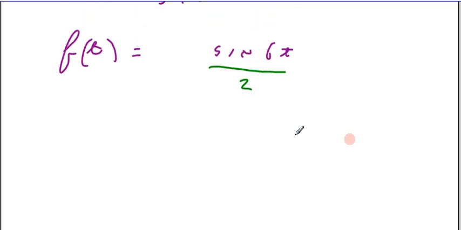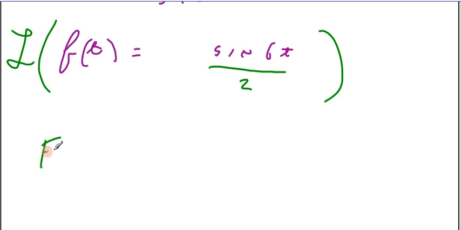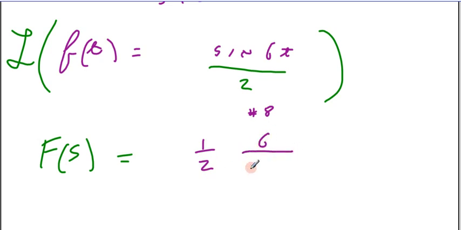And then we're going to take a Laplace transform, and we're going to get F of s is equal to, why am I in green? We're using number 8 again. And we have 1/2 times 6 over s squared plus 36. Okay, and that'd be 3 over s squared plus 36 for our final answer.